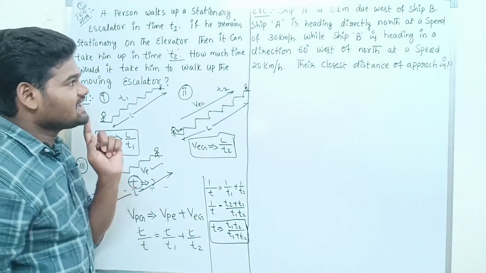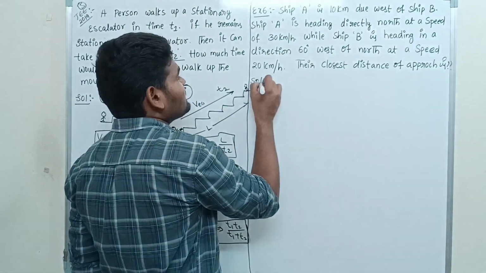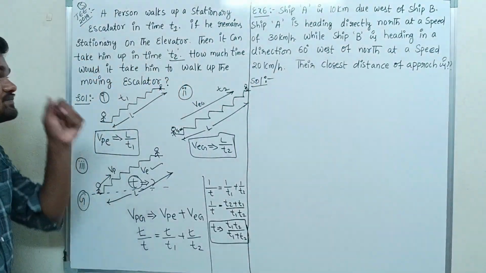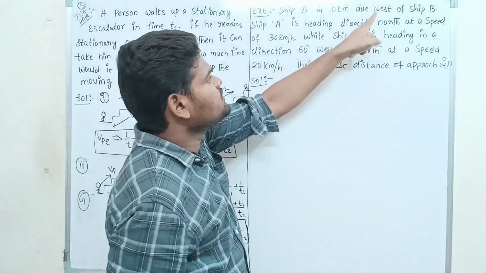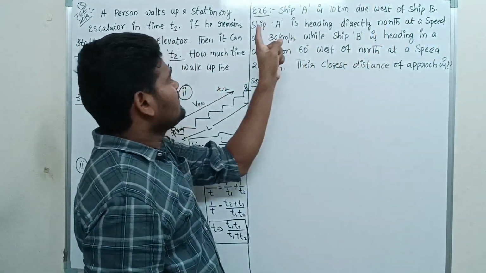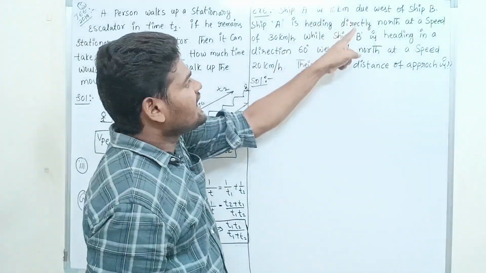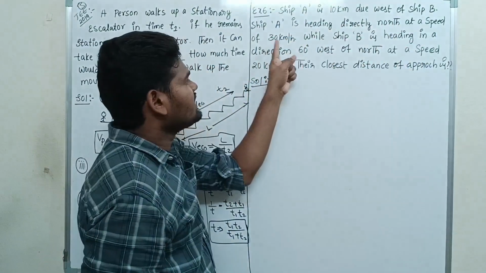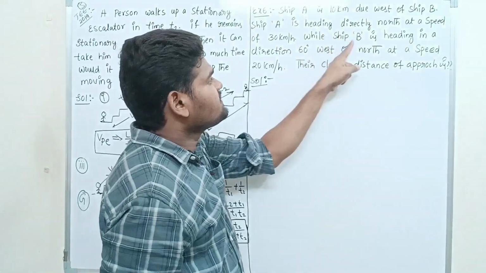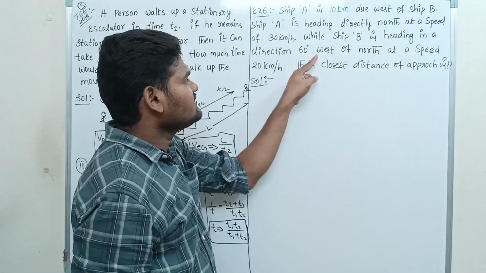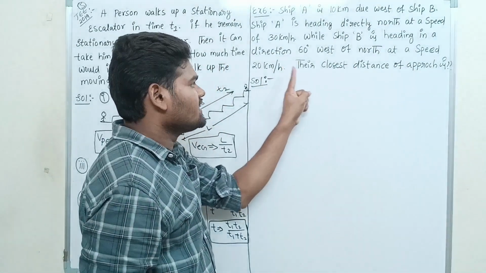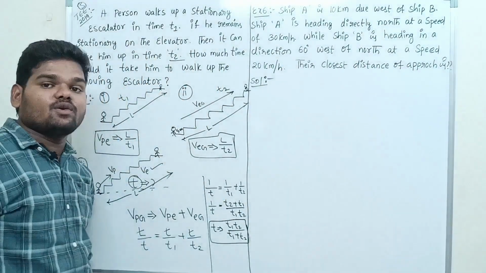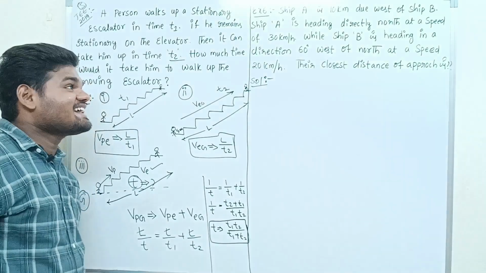Practice, and you will get it. So, solution to question number 6. What is given: ship A is 10 kilometers due west of ship B. Ship A is heading directly north at a speed of 30 kilometers per hour, while ship B is heading in a direction 30 degrees west of north at a speed of 20 kilometers per hour. Their closest distance of approach is? So what are they asking?